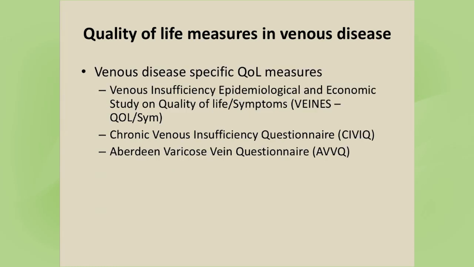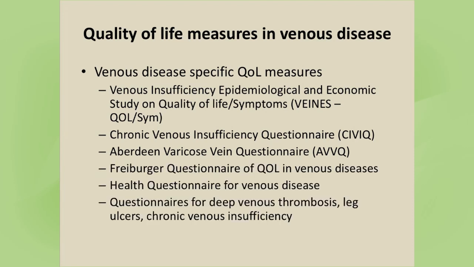As far as venous disease-specific quality of life measures go, we have the Venous Insufficiency Epidemiological and Economic Study on Quality of Life Symptoms, the VEINES Quality of Life Symptom. We have the Chronic Venous Insufficiency Questionnaire, the CIVIQ, and the Aberdeen Varicose Vein Questionnaire, the AVVQ. And then there are others as well that fall into this group, the Freiberger Questionnaire, the Health Questionnaire for Venous Disease. And then you have questionnaires that are focused on individual venous problems, deep vein thrombosis, leg ulcers, and so on.